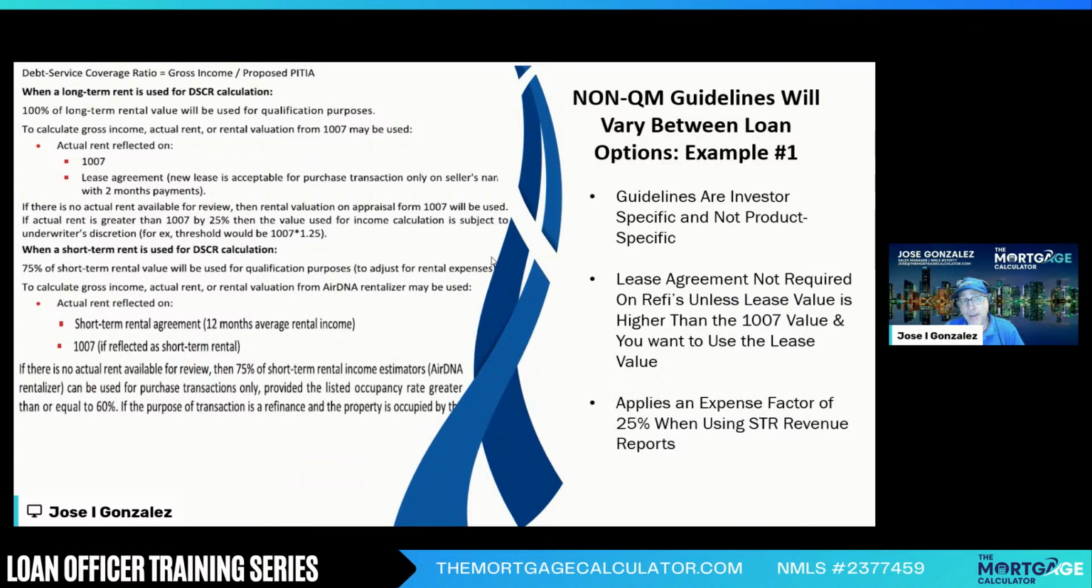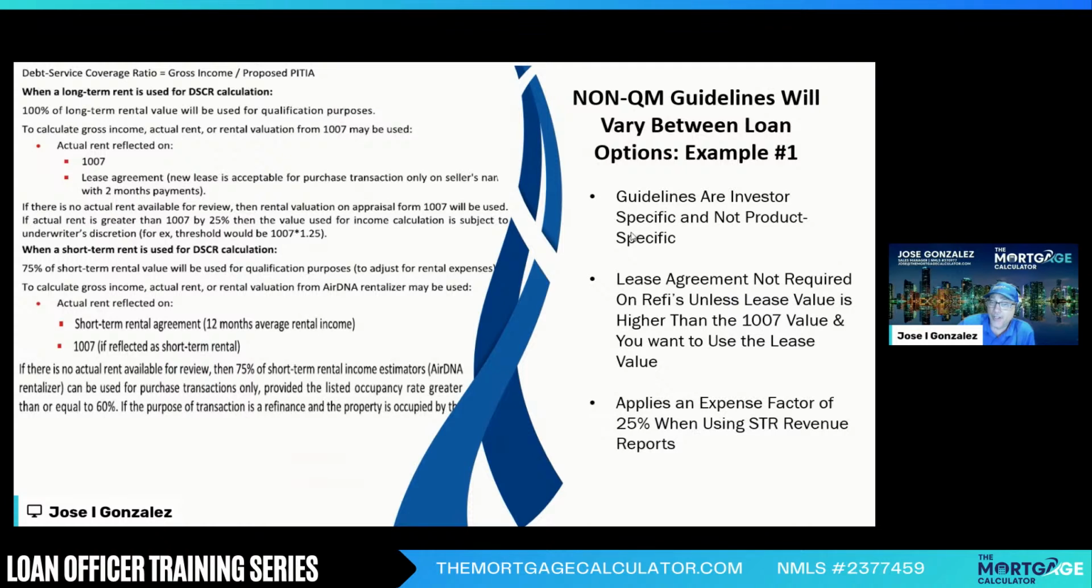can differ. And here I'm basically breaking down one of the hottest segments of the market, which is short-term rental DSCR loans, and how to use that short-term rental income on your DSCR loan in a manner that's not going to get you hit with LTV reductions and the like, or just tell you at the end they can't even use it for whatever reason. So, as I mentioned, guidelines are investor specific, not product specific.